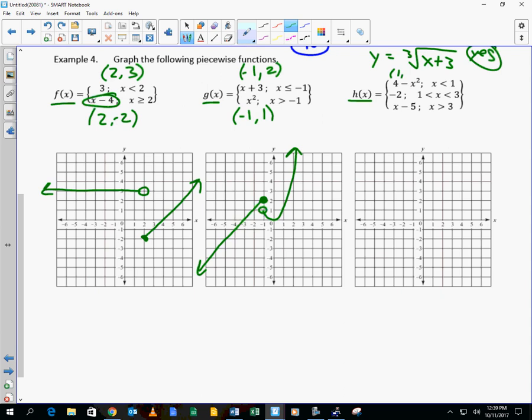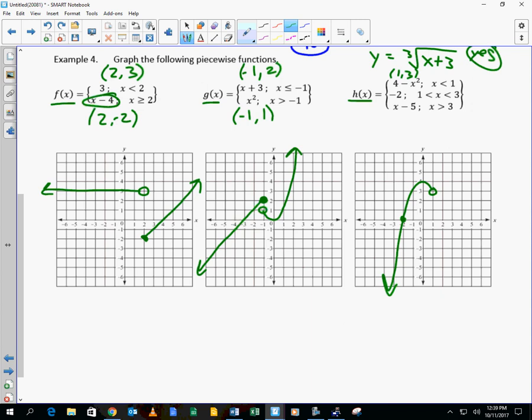So what do I plug in? 1. And what do you get? 3. Open or closed circle? Now you remember from our sketch, it went up to 4 and then back down, like so. In fact, it went through -2. Well, I'm done with the top one.